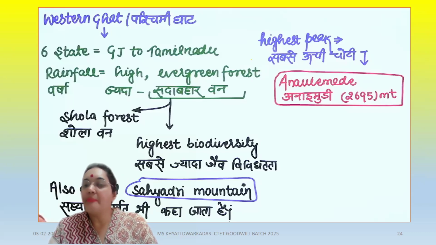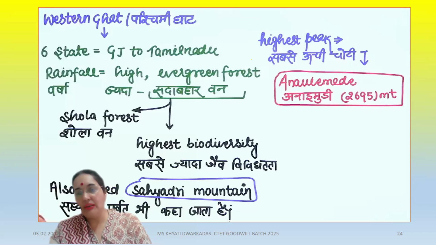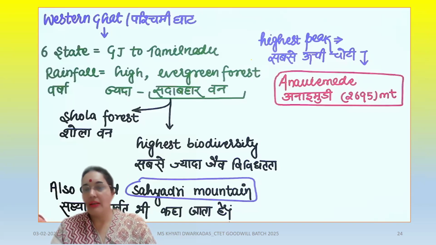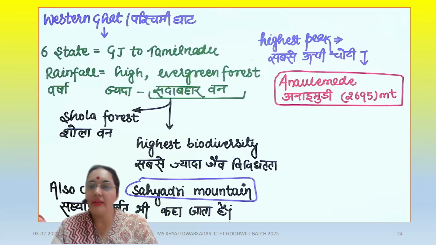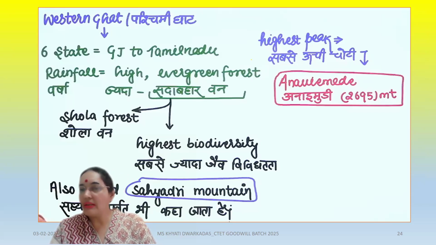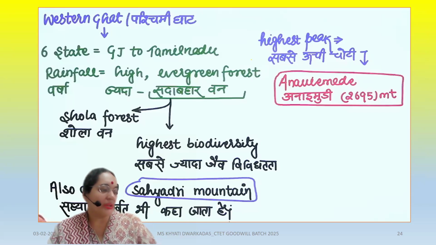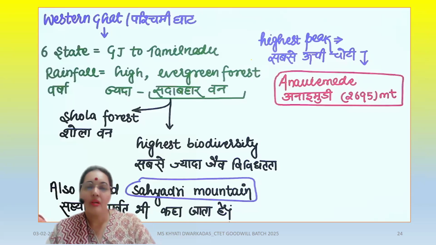And the highest peak of the Western Ghat is Anaimudi. This Anaimudi peak is at a height of 2695 meters. Right? Then we shall proceed further.